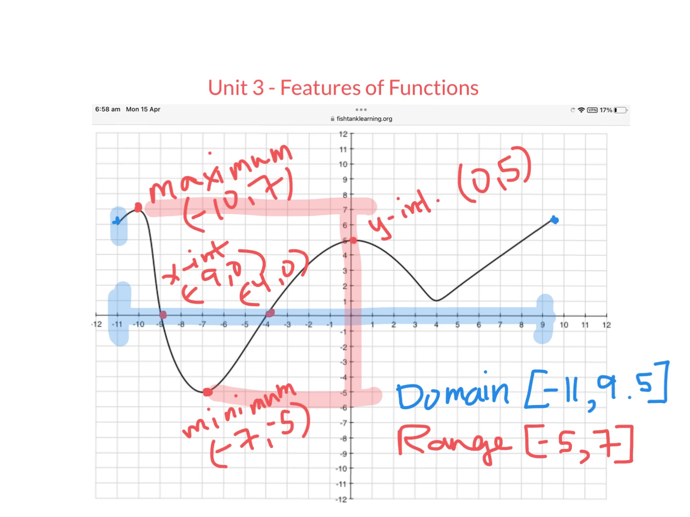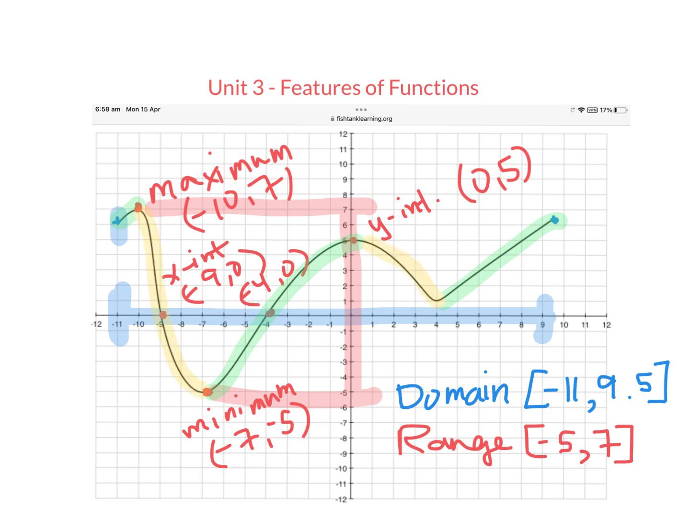But for us, we've got terminating ends, so we've got square brackets. Our last key features are increasing and decreasing. There's a whole bunch of places where our graph is increasing, so I'm going to show those intervals. It looks like it's increasing in this little piece right here, this piece right here, and this piece right here. So we've got 3 pieces of increasing, and it looks like we're decreasing in 2 pieces. So right here and right here.